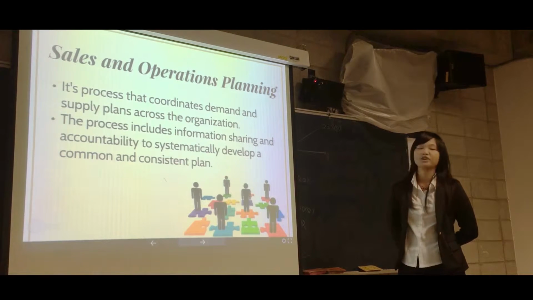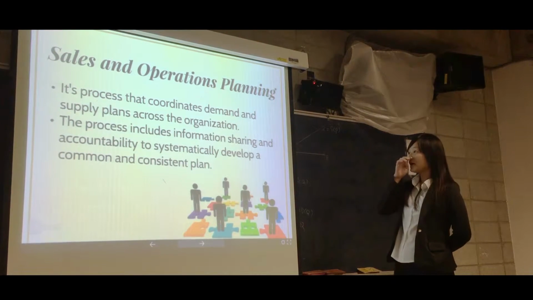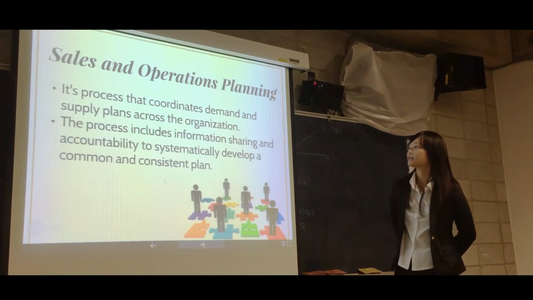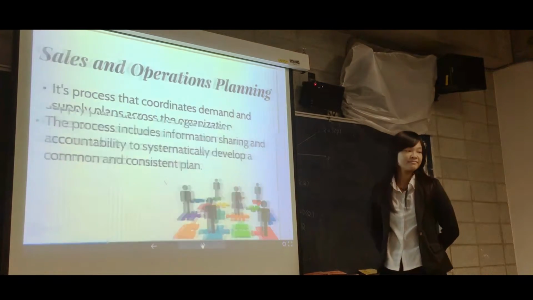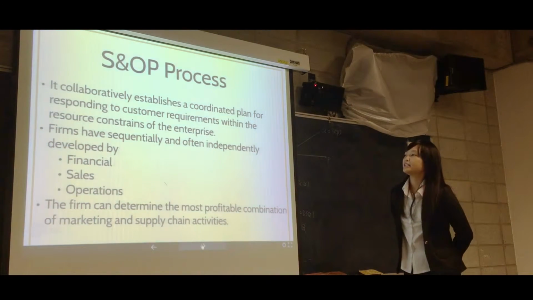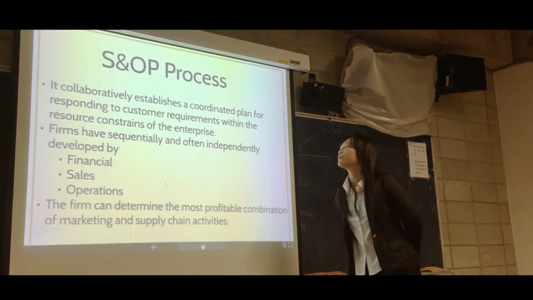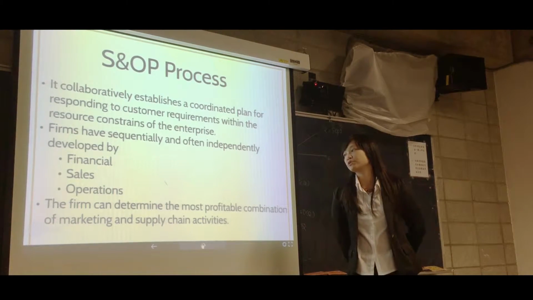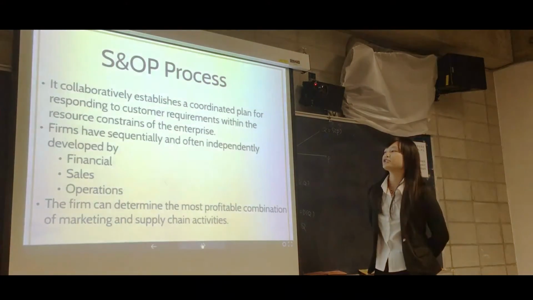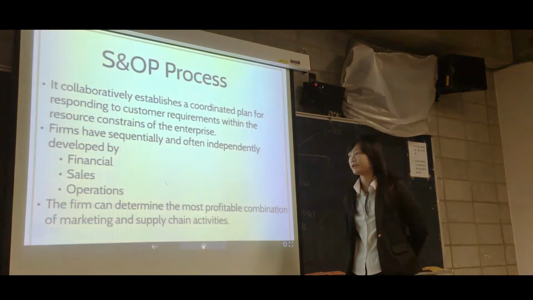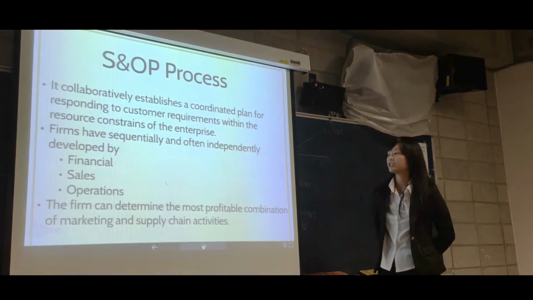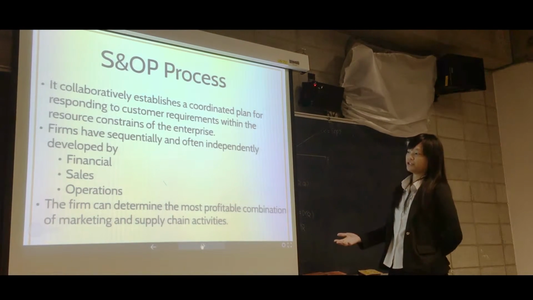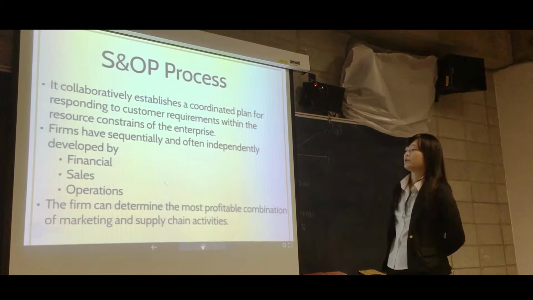Next is the sales and operations plan. Firms have often developed plans independently by financial, sales, and operations. The financial plan is about revenue, the sales plan is about marketing, and operations is about things like human resources.